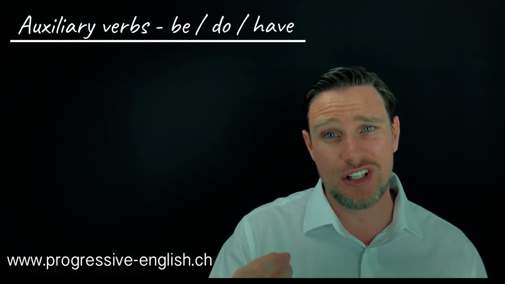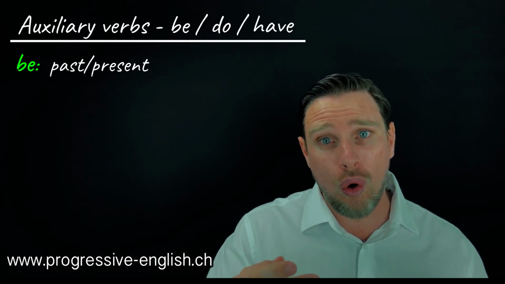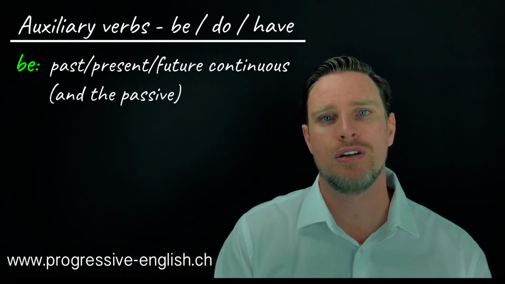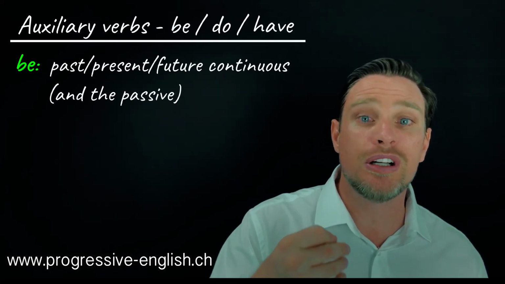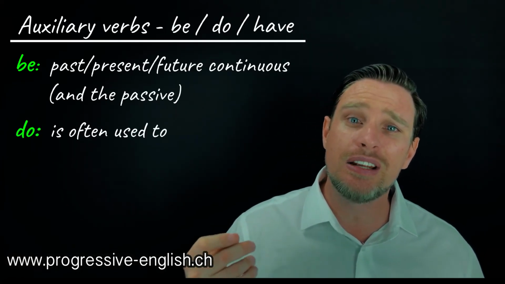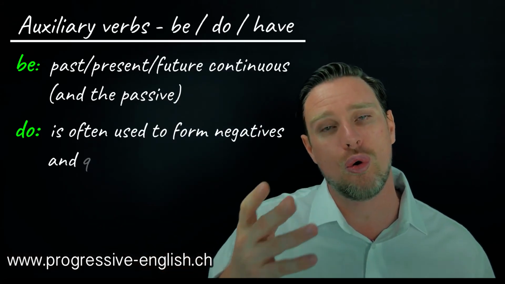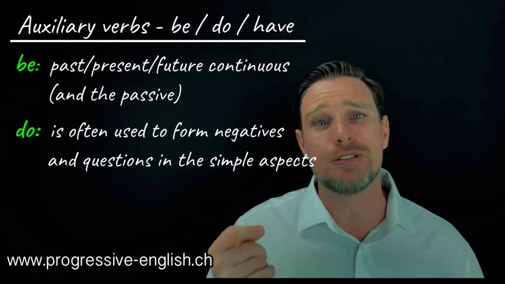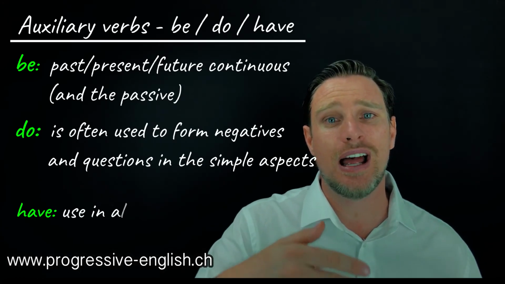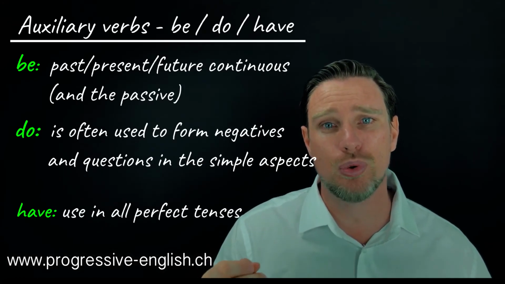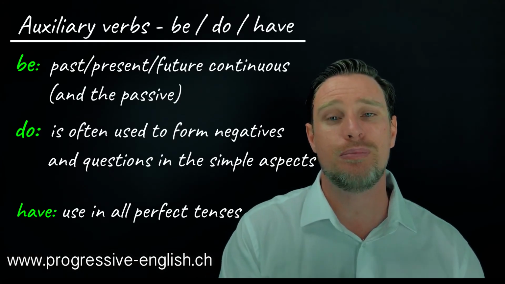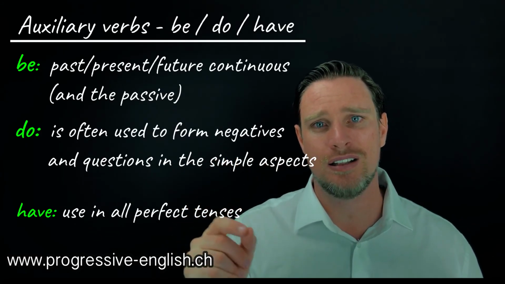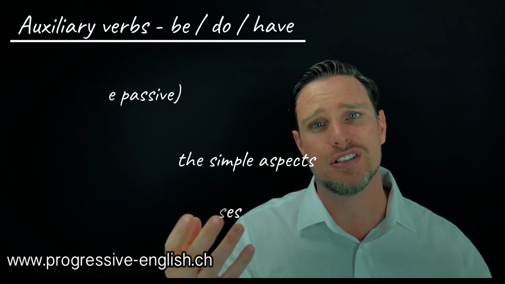If you use past continuous, present continuous, or future continuous, you must use be before the verb ing. Very important. If you are using present simple or past simple, especially negatives and questions, you often, but not always, use do. And finally, all the present perfect aspects in past, present, and future, continuous or simple, need the auxiliary verb have before the past participle. So you can see how important these little verbs are and how often they are used in sentences.